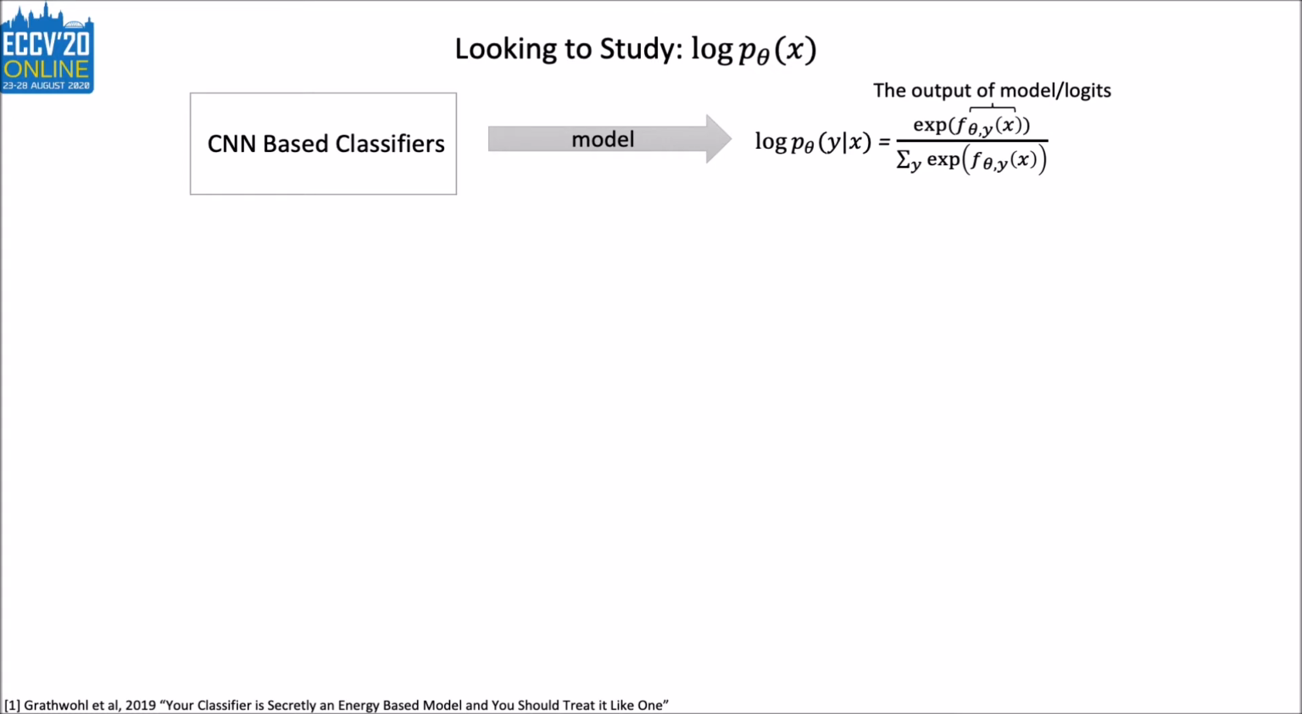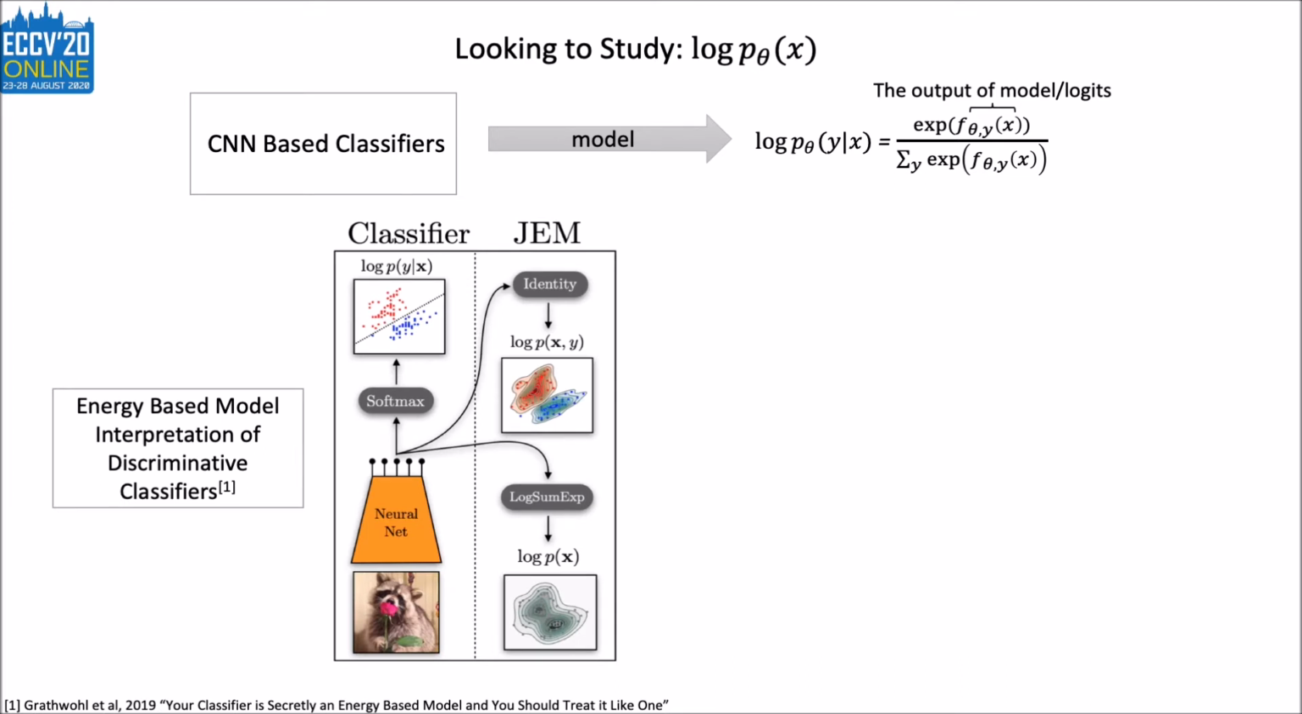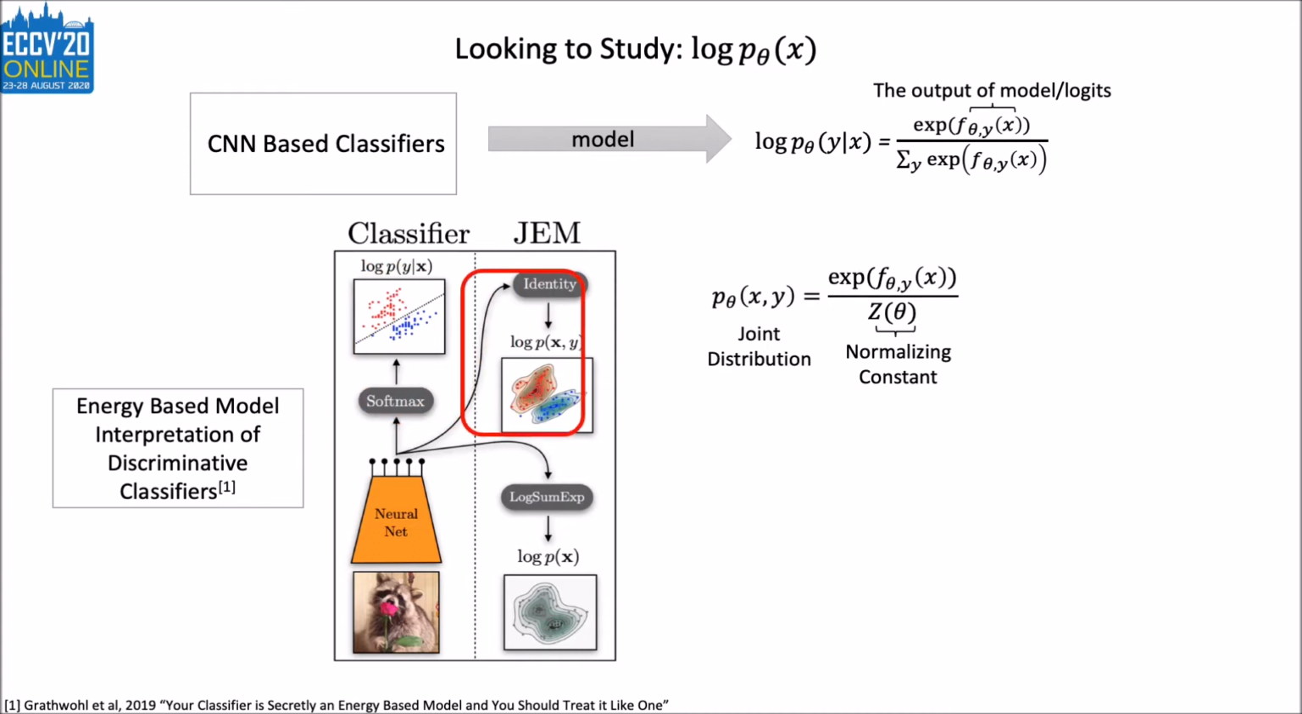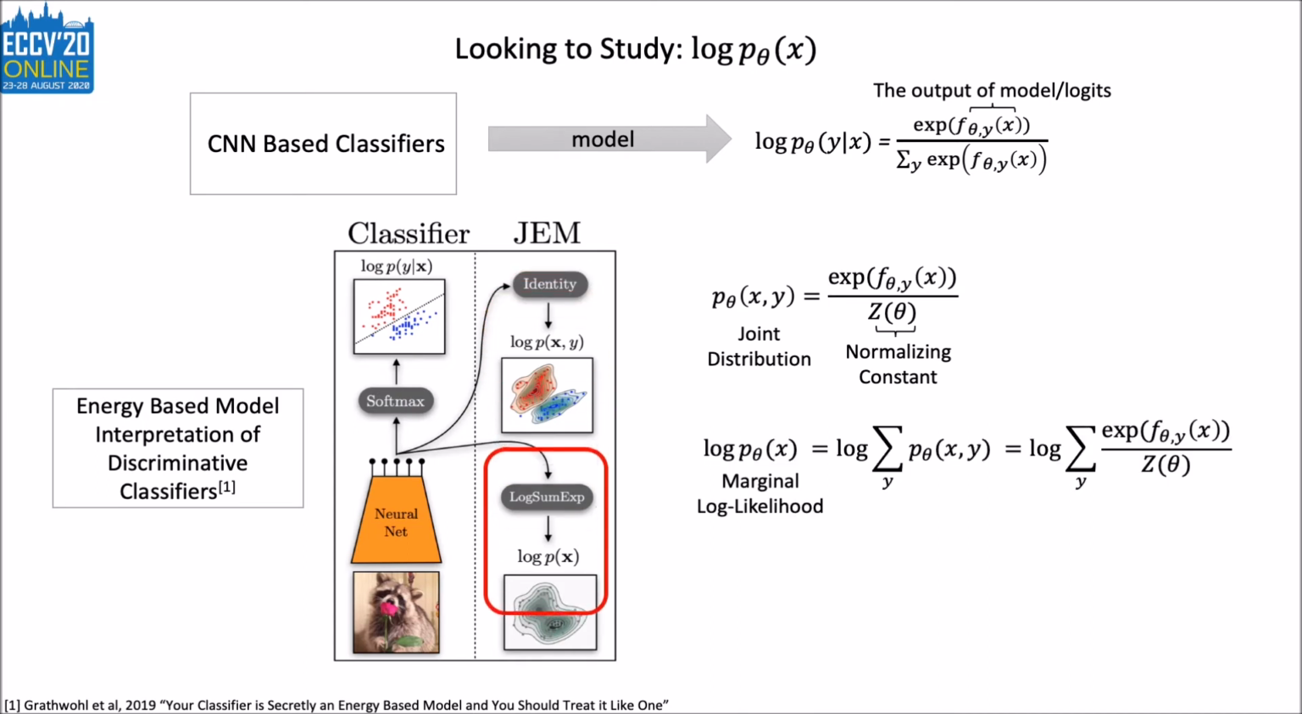We first address how to compute the marginal log likelihood. Traditional CNN-based classifiers model the conditional distribution instead of the marginal distribution. To get around this, we leverage an energy-based model interpretation of discriminative classifiers. Classifiers typically consist of a feature extractor and a softmax layer. However, it turns out we can reinterpret the logits of a classifier to define a joint distribution of data points and labels. By marginalizing out y and taking the log, we can obtain the marginal log likelihood.